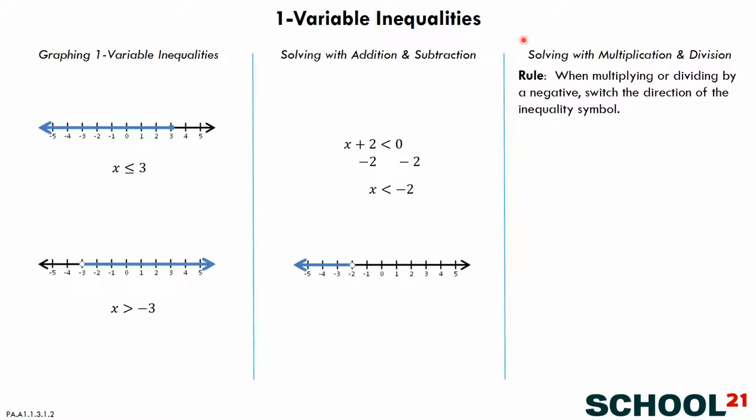Okay. Now the only tricky part is when you get over here and you're solving with multiplication and division. And I'm just going to tell you a rule here. When multiplying or dividing by a negative, switch the direction of the inequality symbol. You've probably already memorized that, right? Right. Okay, so let's do it once and then we'll talk about it a tiny bit more.